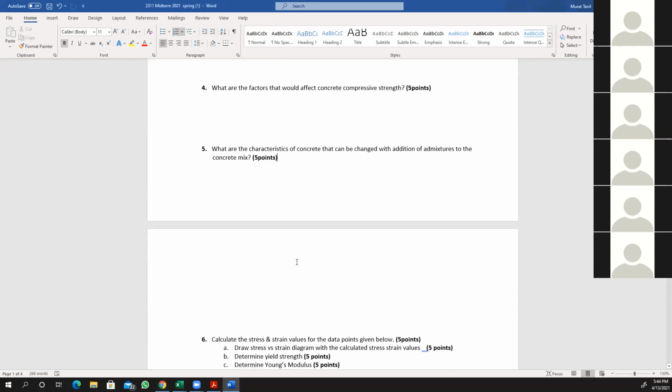And then number 5, what are the characteristics of concrete that can be changed with the addition of admixtures to the concrete mix? I just pulled up the website and there were some characteristics that we were looking at. And this was, let's ask this question to Tyler Frick.